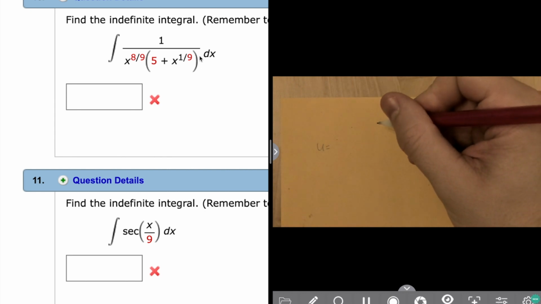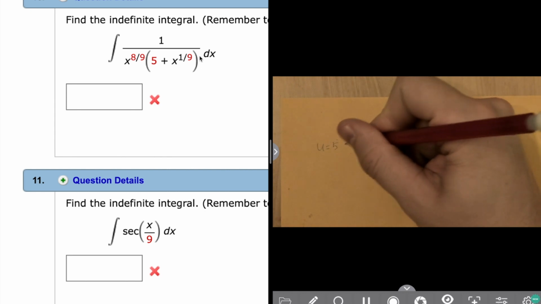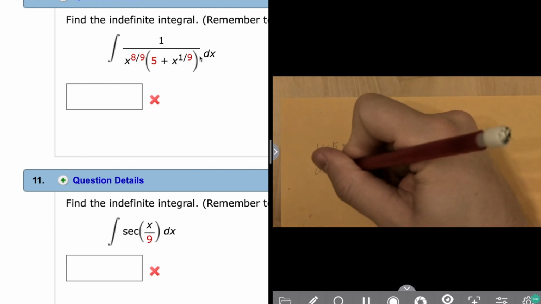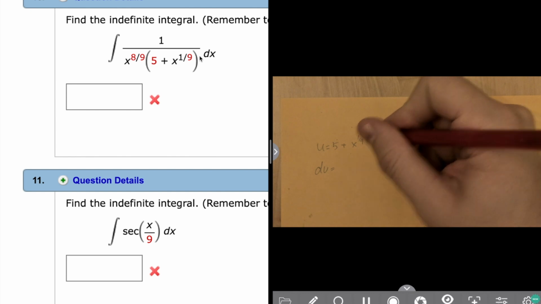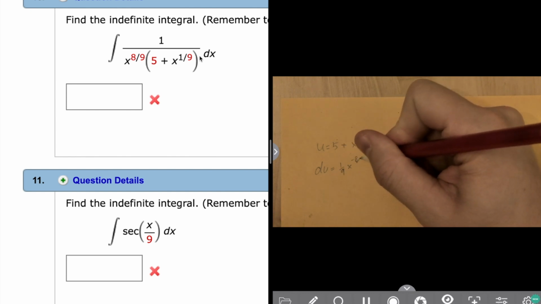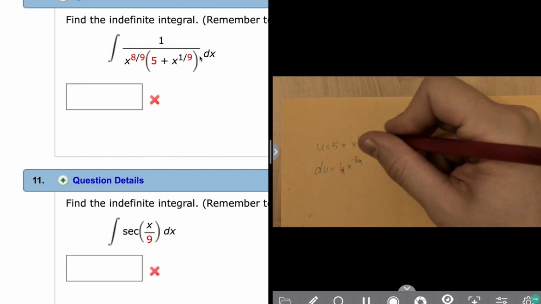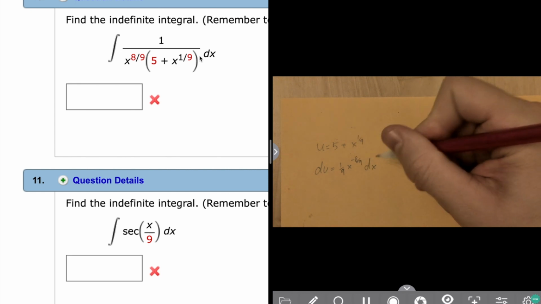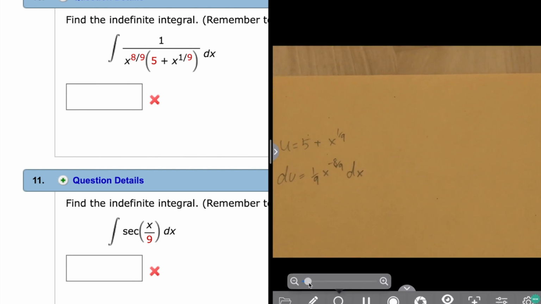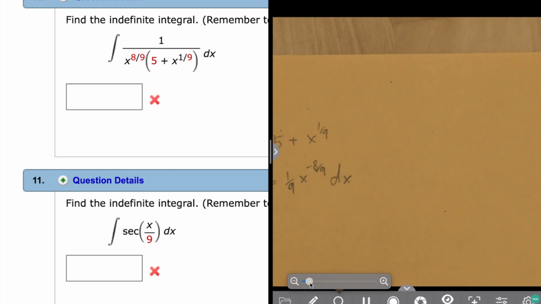And if I do that, I'm going to have u equals 5 plus x to the 1 over 9. And what does that derive to? Well, 5 derives to 0. The 1/9 will pop down, and I'll have x to the negative 8/9 when I carefully subtract 1 from 1/9. Now, x to the negative 8/9 is otherwise known as x to the 8/9 on the bottom.